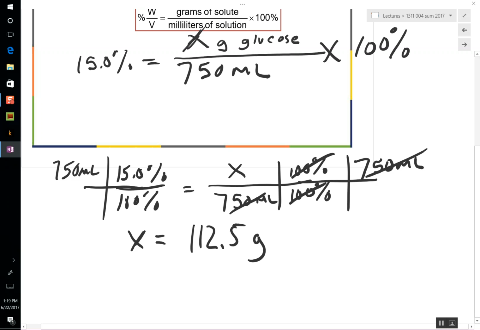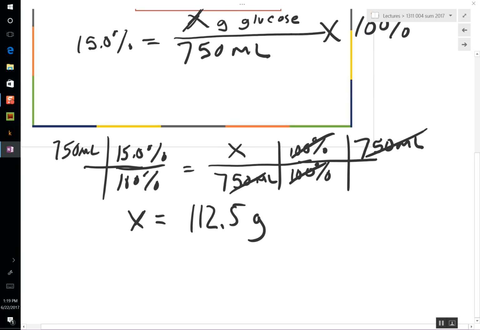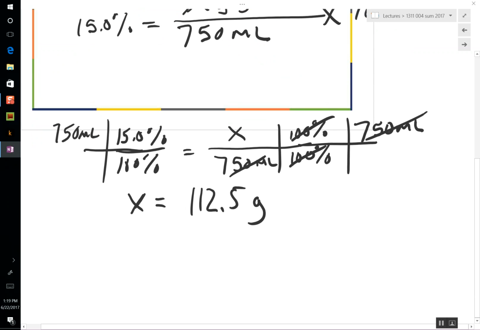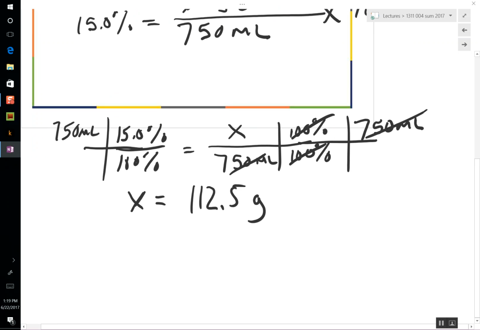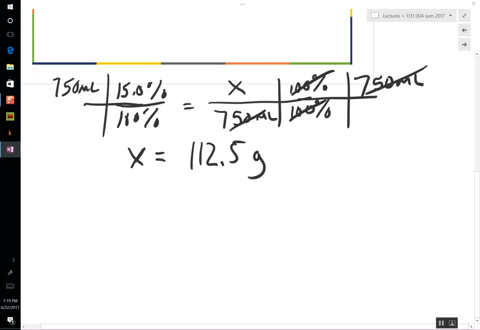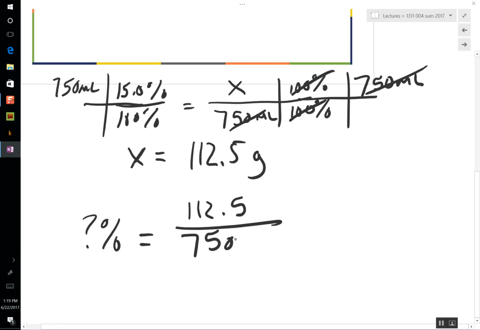112.5 grams. Now let me make a suggestion right here, because this one you can kind of get confused on. Here's my suggestion. You got that answer. Now pretend you don't know the percent, and plug this back into the equation and see what you get. Double check your answer.